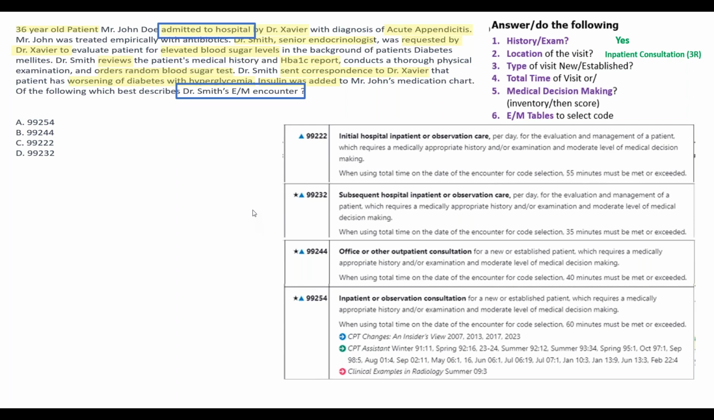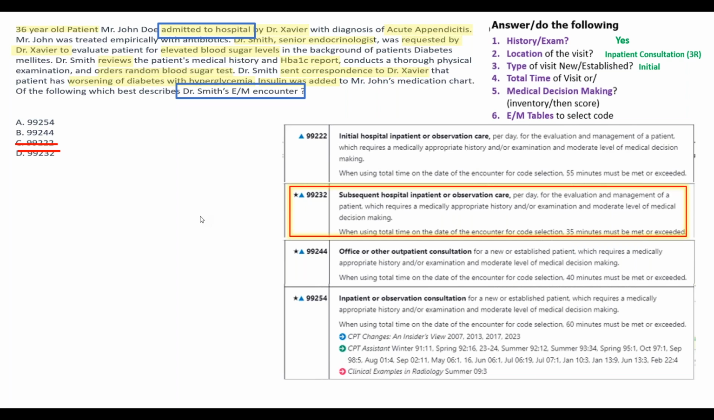Type of the visit: we don't have a code for a subsequent consultation visit, so all consultation visits are initial consultation visits only. Let's start eliminating the wrong answers with the information we have. Option D is incorrect. It is coding for 99232, which is a subsequent hospital inpatient or observation care code. We are coding for an inpatient consultation, so option D is incorrect.